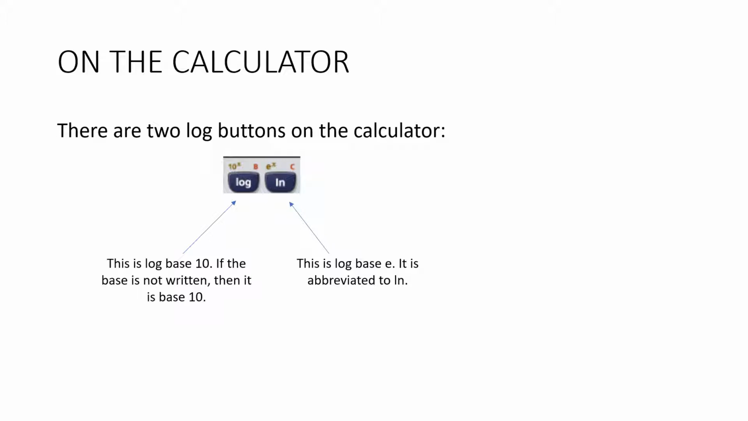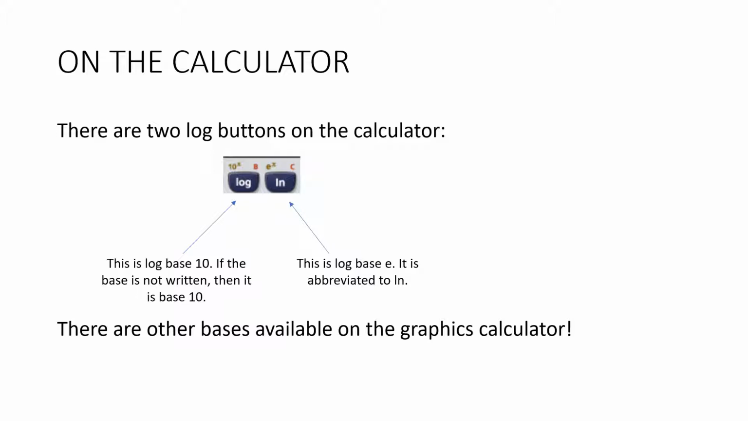Now there are 2 log buttons on the calculator. So this first one here, log, is base 10. And if ever you see log just written without a base, it means base 10. This one here, ln, is log base e. And we're going to talk more about what e is later on in the video. So base e and base 10.